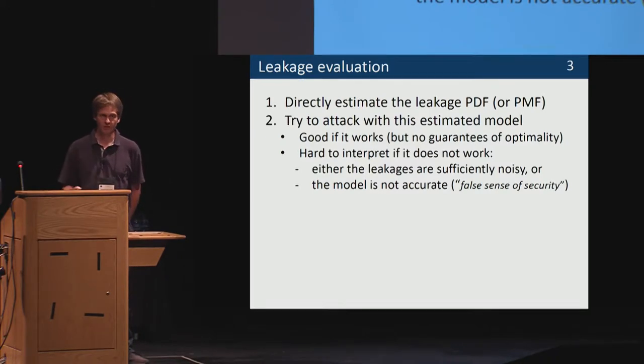Because when it doesn't succeed, it can mean two things. Either it means that the leakages are sufficiently noisy, and this is what we want, or it means that the statistical models that you used in the evaluation is not sufficiently accurate, and that's what we usually call a false sense of security in the literature.